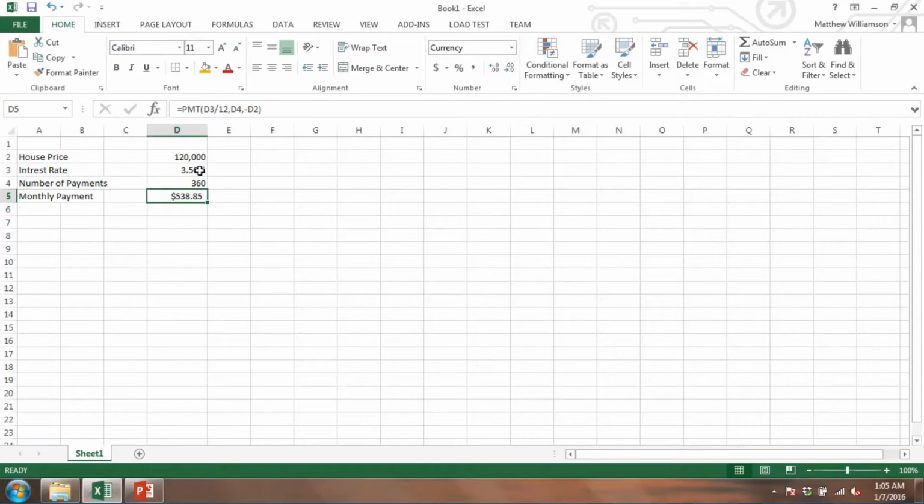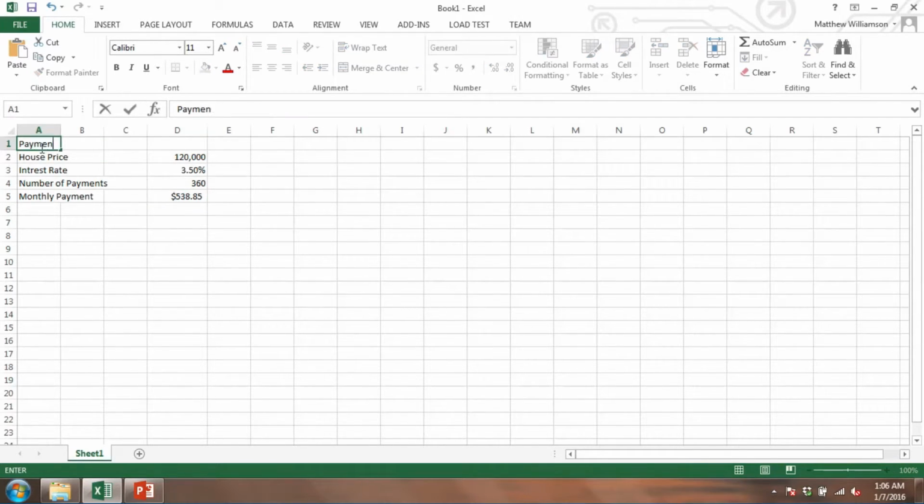Yeah, so here we see that if we get a loan for $120,000 to buy a house, the yearly interest rate is 3.5%, and we pay every month for 30 years, the monthly payment for the house would be $538.85. So you can use this to give you an idea of how much you're going to have to pay for something. If you know you're going to take out a loan, you have an interest rate, and how many payments you're going to have to pay back, you can get an idea of what your monthly payment is going to be. All right, so that's the payment function.